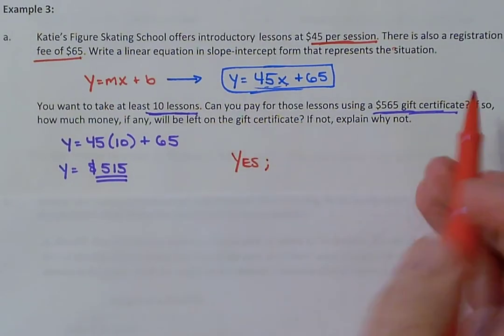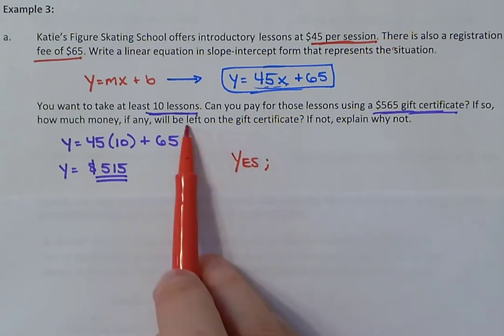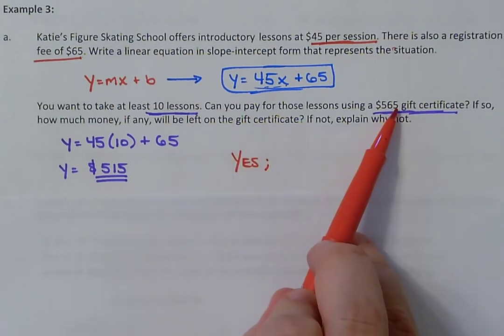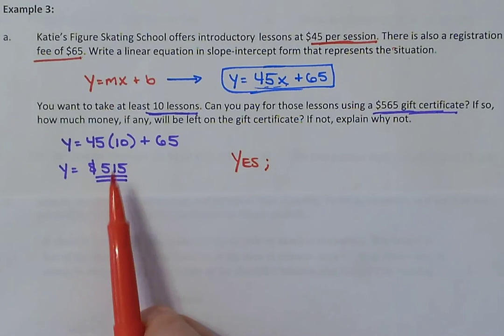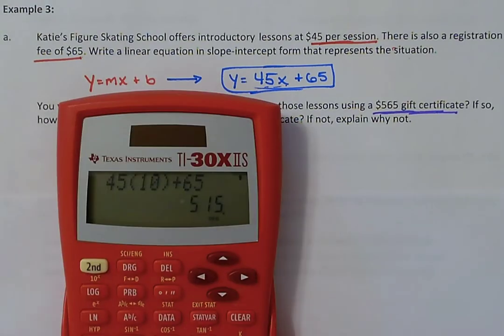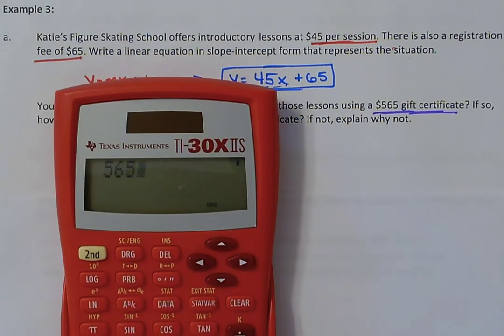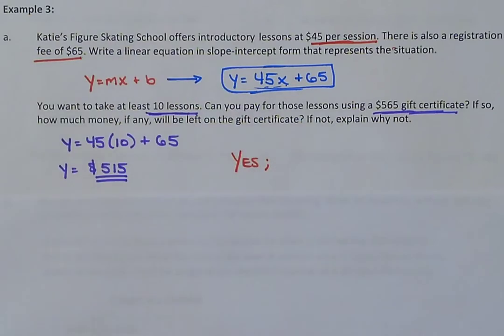And then it wants to know how much money is left on their gift certificate. So if I have $565 and it costs $515, you just take $565, subtract $515, and we end up with $50 left.